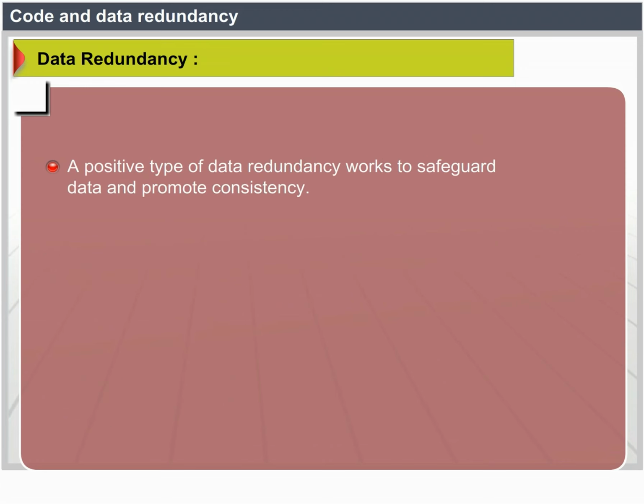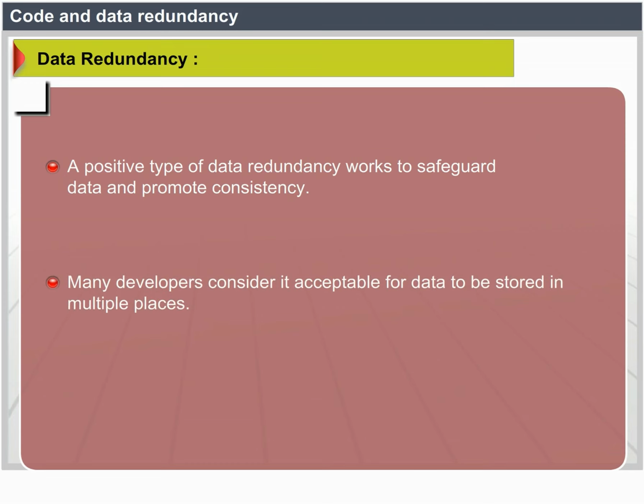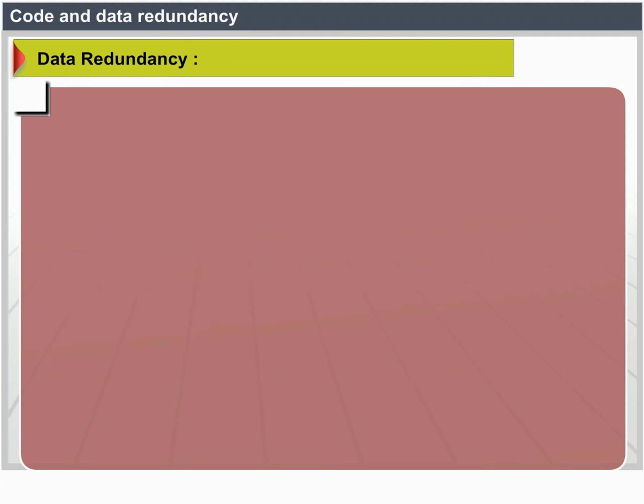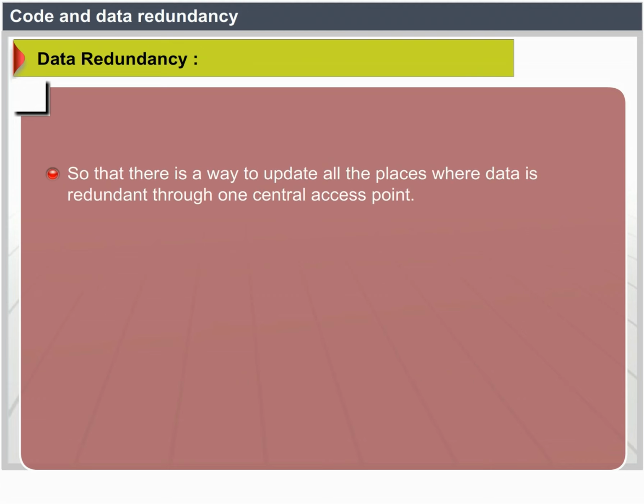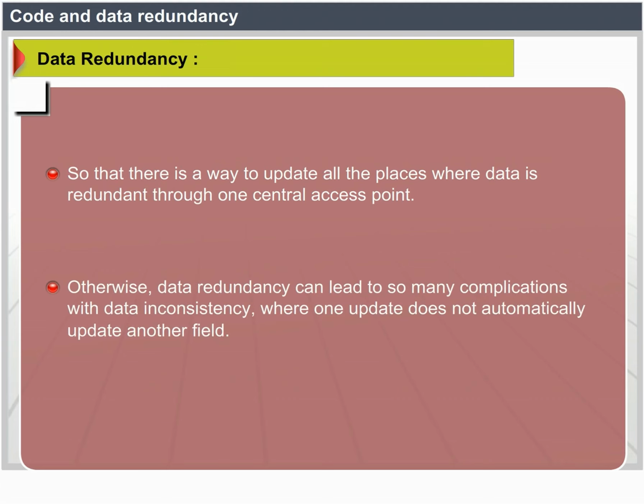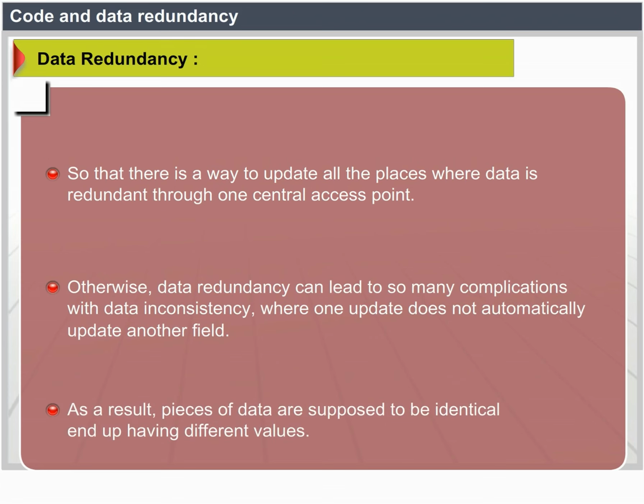A positive type of data redundancy works to safeguard data and promote consistency. Many developers consider it acceptable for data to be stored in multiple places. The key is to have a central master field or space for this data, so that there is a way to update all of the places where data is redundant through one central access point. Otherwise, data redundancy can lead to big problems with data inconsistency, where one update does not automatically update another field. As a result, pieces of data that are supposed to be identical end up having different values.